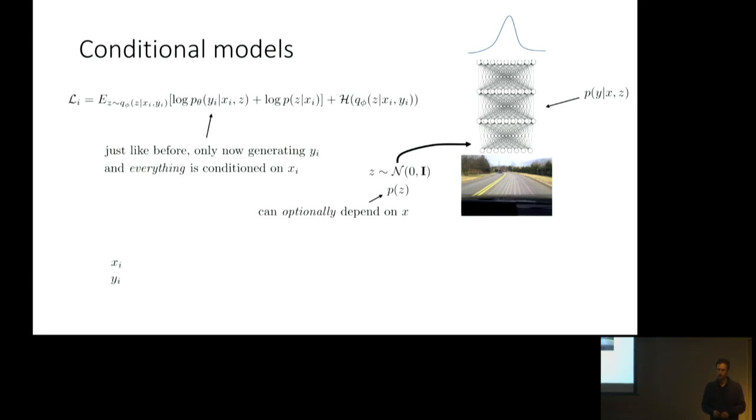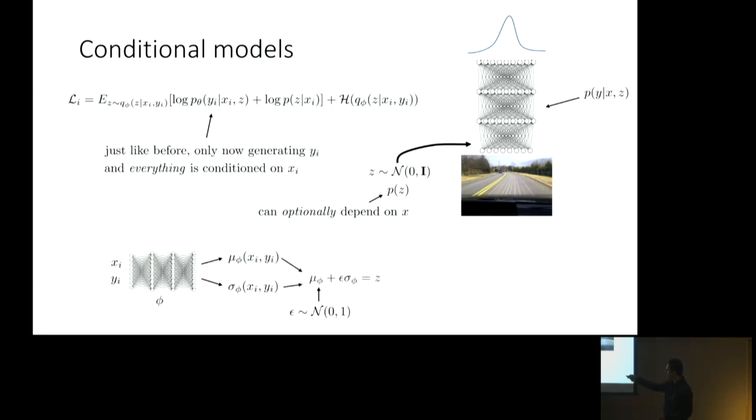So if we want to graphically illustrate what this model looks like, now you start with xi and yi. You feed both of them through your inference network, parameterized by phi. And that gives you mu phi as a function of xi, yi and sigma phi as a function of xi, yi. And these are now going to parameterize the distribution over z, which means that you're going to use the reparameterization trick, sample your epsilon from a zero mean unit variance Gaussian, and then you're going to calculate your z just like before as mu phi plus epsilon sigma phi.